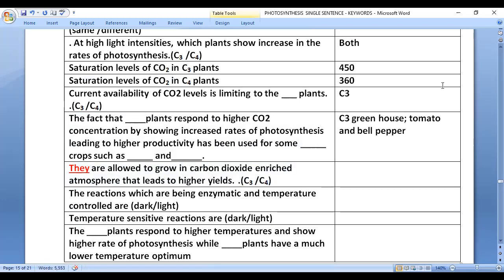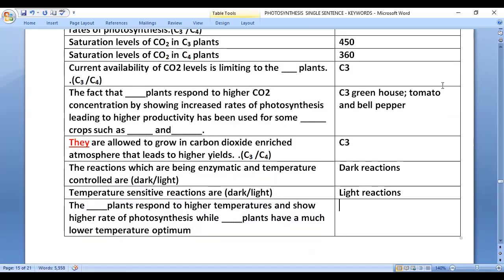They are allowed to grow in a carbon dioxide enriched atmosphere that leads to higher yields. That is C3. Reactions which are enzymatic and temperature controlled are dark reactions. Temperature sensitive reactions are light reactions.